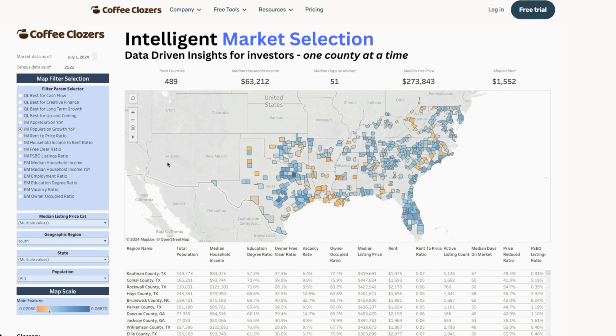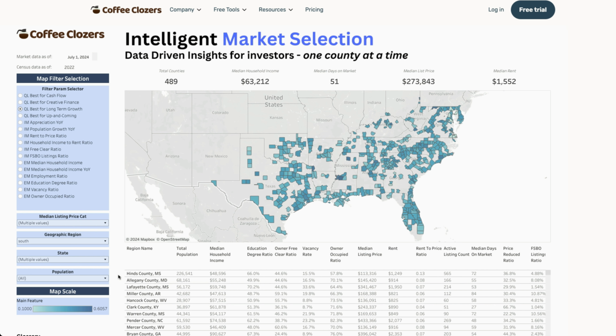And we could see that there are some markets in Louisiana specifically where there's been negative population growth. We can see that in our map scale, that it's negative here in this orange shade. So he likely wants to not invest in this area as well as some parts of North and South Carolina. So he's going to now switch back and look at long-term growth as well to see how this changes which counties rise to the top.